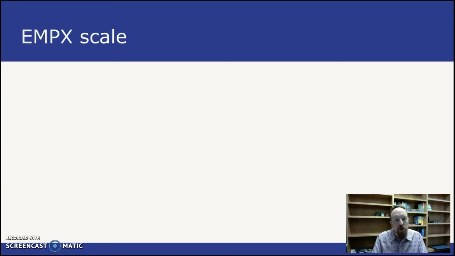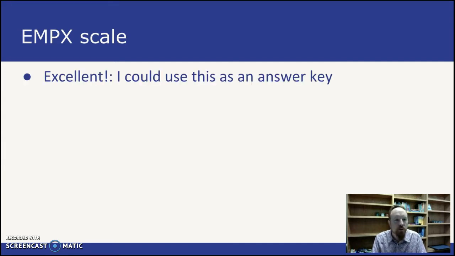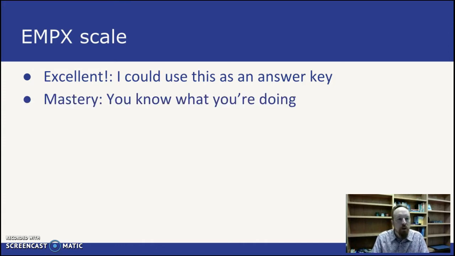Most of your work in this class will be graded on what I like to call the EMPX scale. There are 4 possible marks that I might give any of your work in this class. They are as follows. The top one is called excellent. Basically, if I can use your work as an answer key, you get an excellent. Mastery, I would say this is the most common mark.